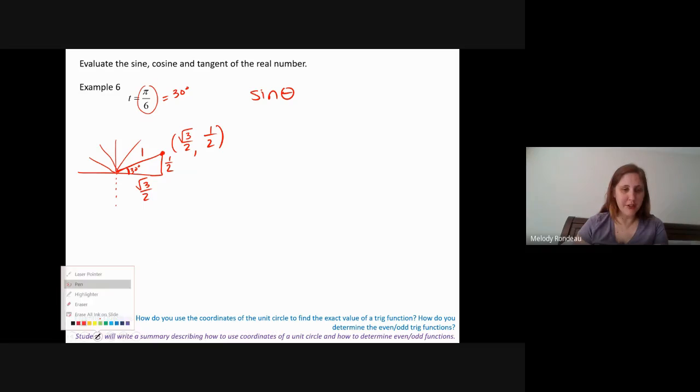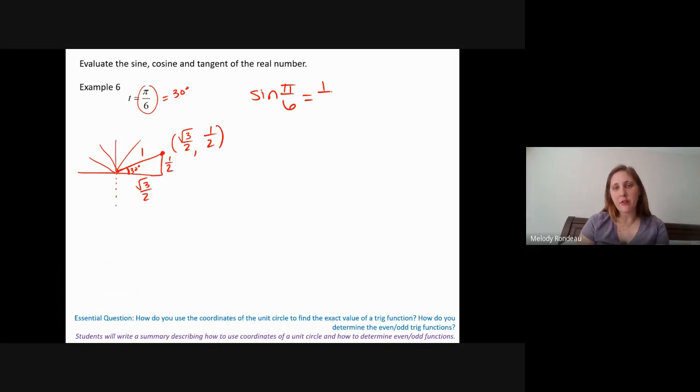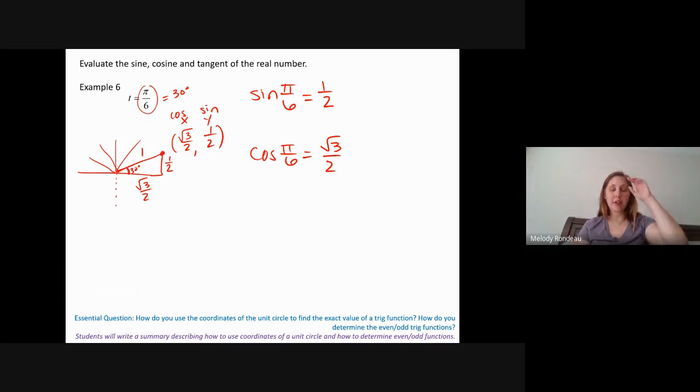But that helps me to quickly build sine. Actually, I don't need to call it theta because we know it's π/6. All right, so sine of π/6 would be the y value, 1/2. Remember, x and y. This is cosine and sine. And then cosine of π/6 would be √3/2. So those two are the ones that are really straightforward. Then tangent's the one that's a little bit harder because you have to use both of them.